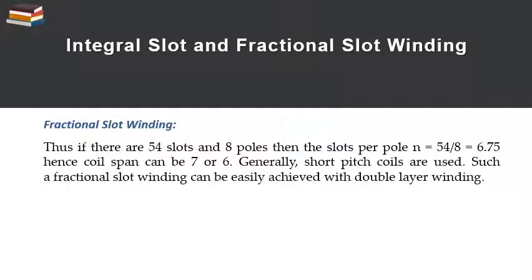Thus, if there are 54 slots and 8 poles, then the slot per pole N is equal to 54 by 8, which is equal to 6.75. Hence, the coil span can be 7 or 6. Generally, short pitch coils are used. Such a fractional slot winding can be easily achieved with double layer winding.